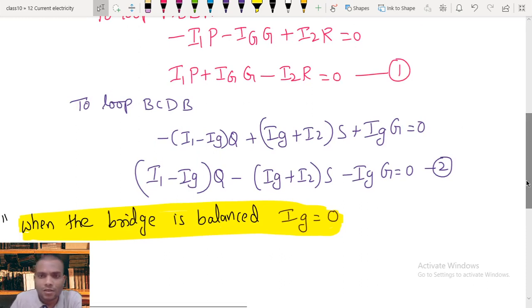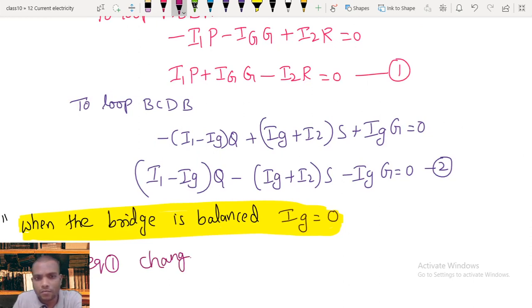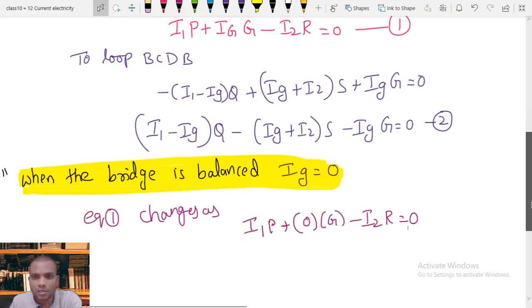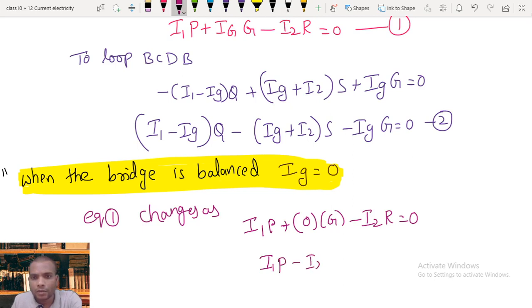So in that case, how does equation 1 change? Now equation 1 changes as follows. When Ig is equal to 0, I can write I1 P plus Ig equal to 0 times G, minus I2 times R equal to 0. So this turns into a simple expression: I1 P minus I2 R equal to 0. Let me call this equation 3.